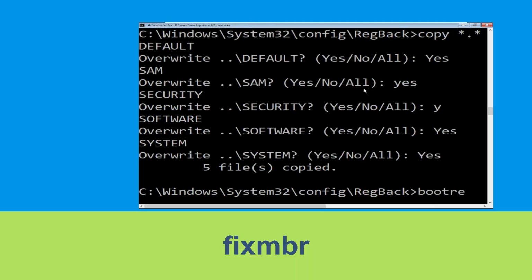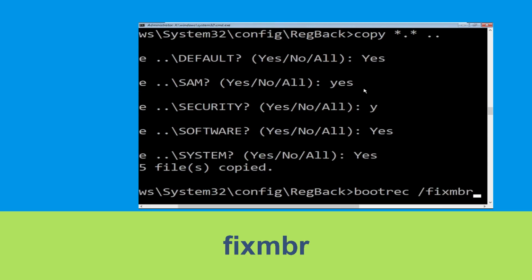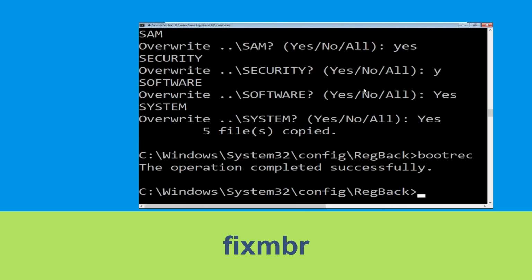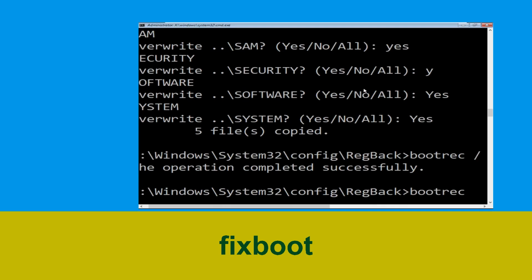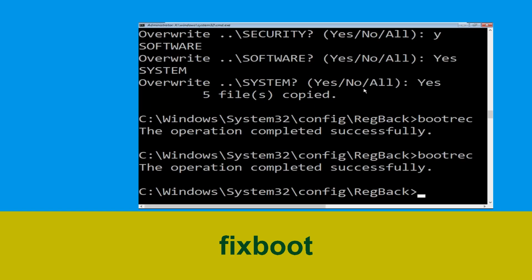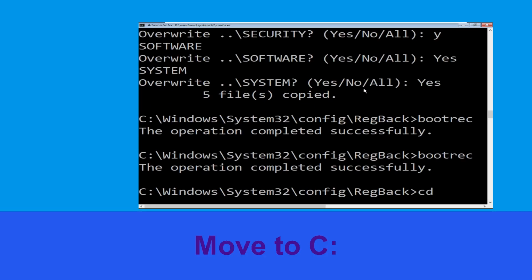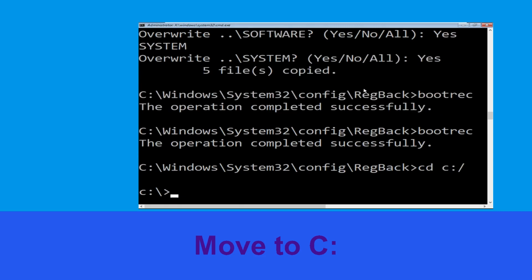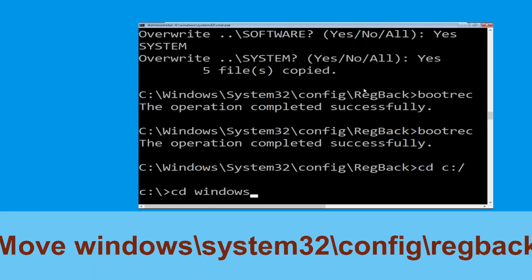Now type bootrec space /fixmbr and simply hit enter. Now type bootrec space /fixboot and hit enter to execute. Type cd space c colon / and hit enter. Now type cd space windows /system32 /config /regback and hit enter to execute.